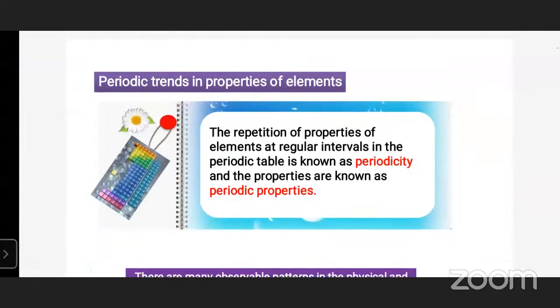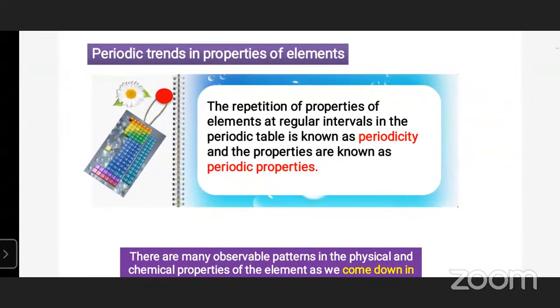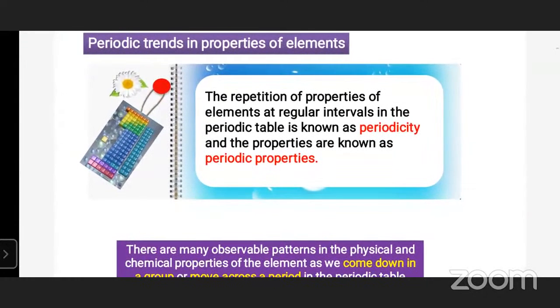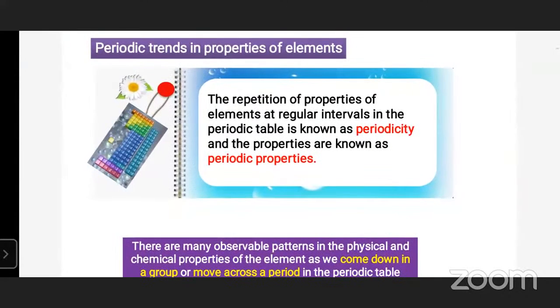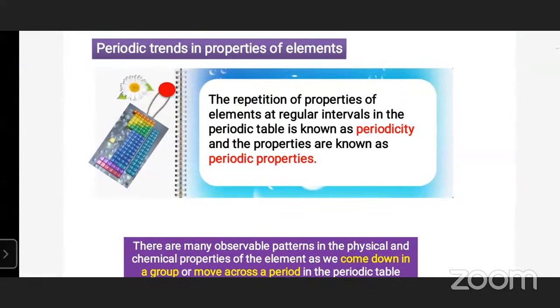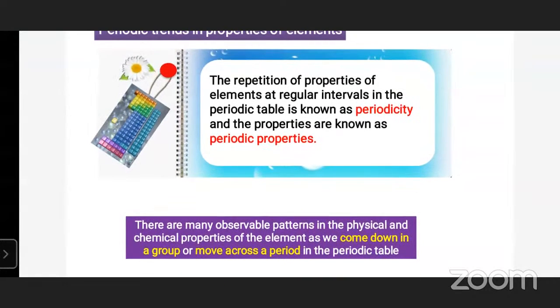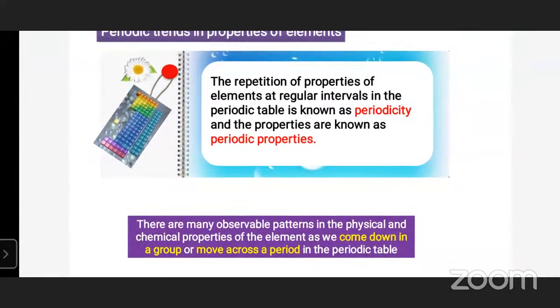Okay. Then next, what is periodic trend in properties of elements? What is periodicity? The repetition of properties of elements at regular intervals in the periodic table is known as periodicity, and the properties are known as periodic properties. There are many observable patterns in the physical and chemical properties of elements as we come down a group or move across a period in the periodic table.